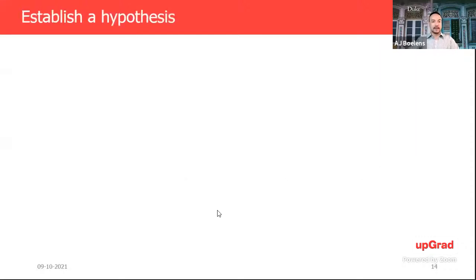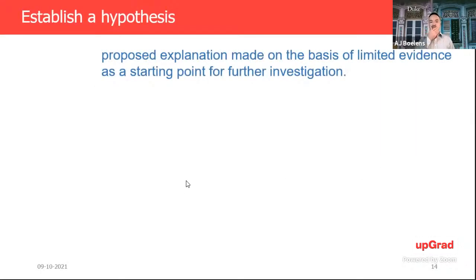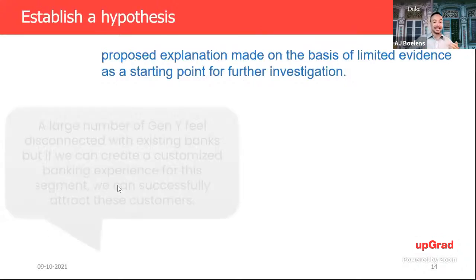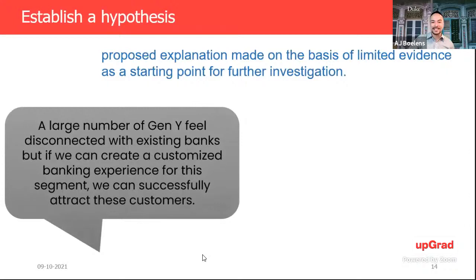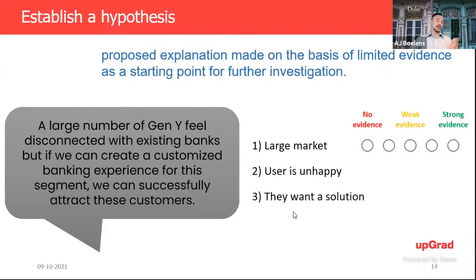And then we establish a hypothesis. A hypothesis is just a gut feeling that there might be something worth looking into. I don't have a lot of evidence, but we all think that this is a problem. So here's an example. Maybe OCBC Bank would say, we believe a large number of Gen Y feel disconnected with existing banks. But if we create a customized banking experience for this segment, we can successfully attract these customers. Okay, that's going to be your hypothesis.